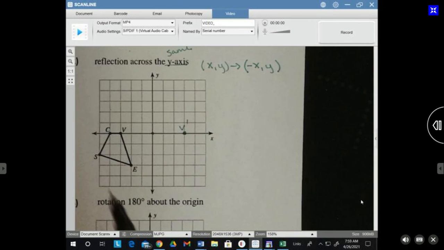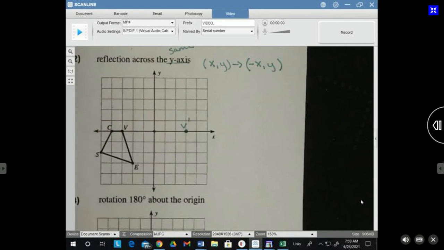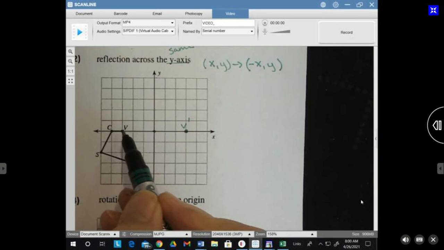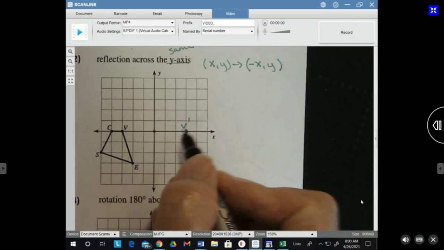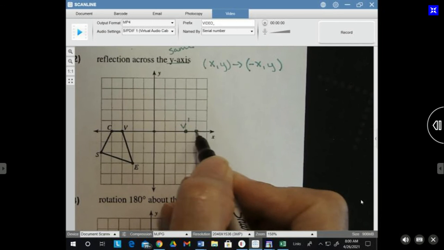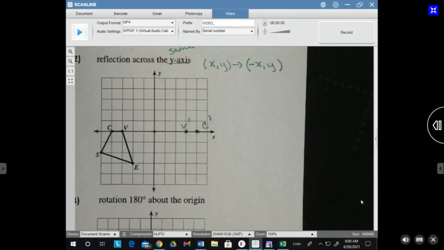Okay, what about C? C is how many to the left? So how many to the right? C prime. E is 2 left. E prime is 2 right. S is 5 left. So S prime.